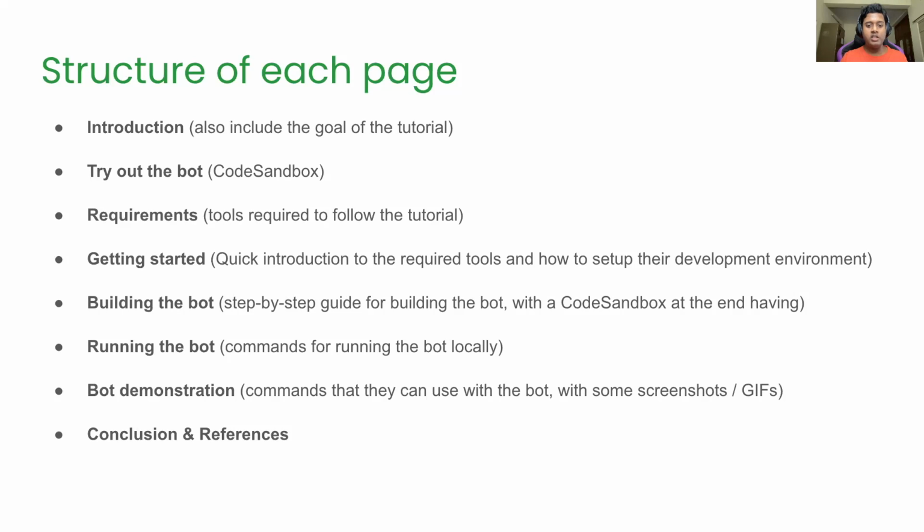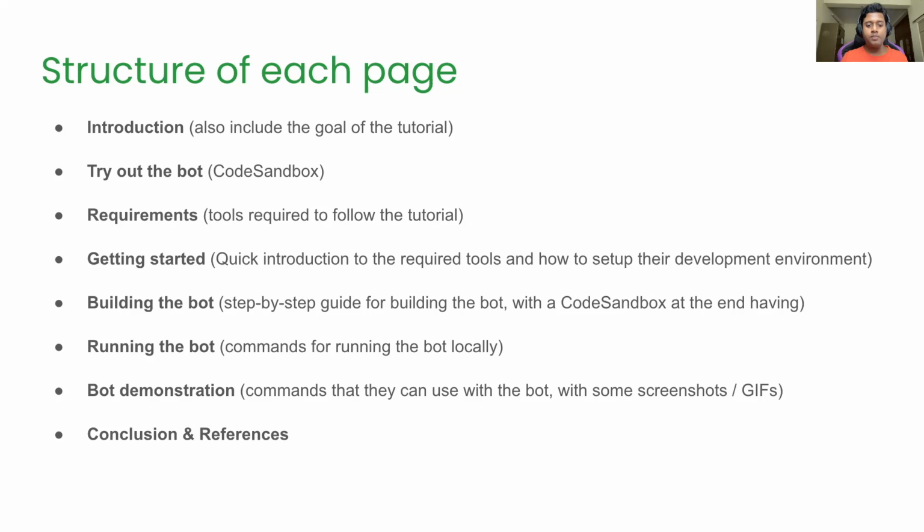Here's an overview of the final structure for each of the tutorial pages that we are currently following, so that all the tutorial pages are consistent and are easy to follow for any user. The structure contains an introduction section where we talk about the goal of the tutorial. The Try out the bot section contains the code sandboxes of the bot along with an editable link. The requirements section contains a list of required tools in order to follow the tutorial. The getting started section talks a bit about the installation steps of the required tools and how the users can try out the bot locally by cloning its GitHub repo.